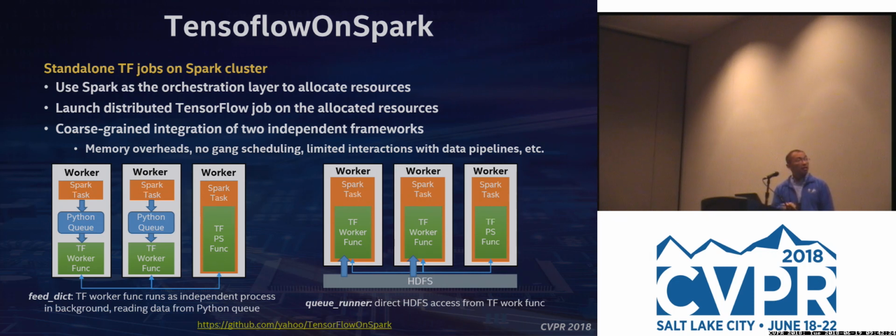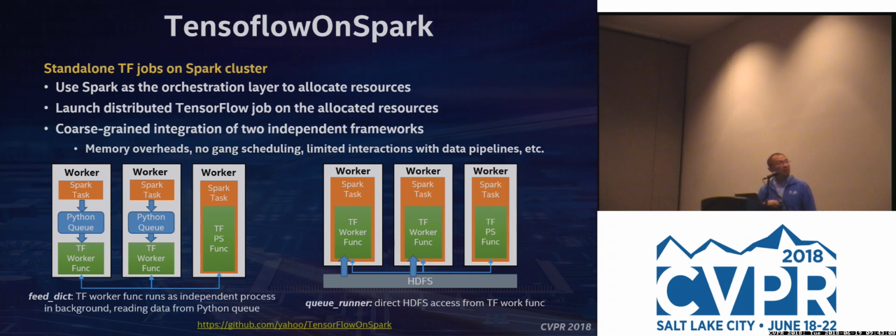In the other mode, instead of having the Spark task feed data through the queue, in the queue runner mode it essentially runs the TensorFlow worker and PS functions inside the task, but they communicate with each other and read the data directly from HDFS. So this is how TensorFlowOnSpark is implemented at a high level. It essentially uses Spark as the orchestration layer to launch the TensorFlow jobs, and the TensorFlow jobs get the data either from HDFS or from those Python queues.